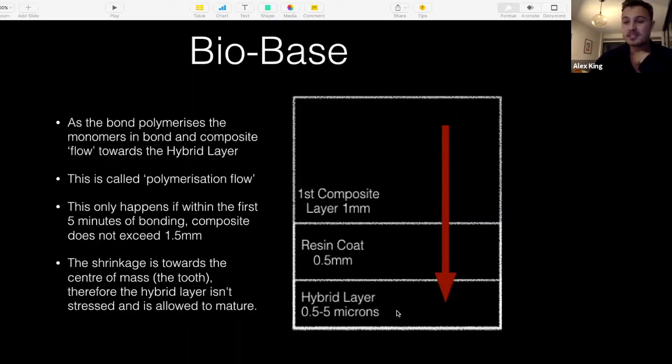And this is where sensitivity in teeth happens as well. Because if you put a huge amount of bulk fill in, or if you bond and put loads of composite in and don't allow this hybrid layer to mature, the shrinkage is just going to be towards the composite, which I'll show you in the next slide. And that's why we get sensitivity. So with this, you don't even need to warn patients of sensitivity because the shrinkage is towards the tooth.